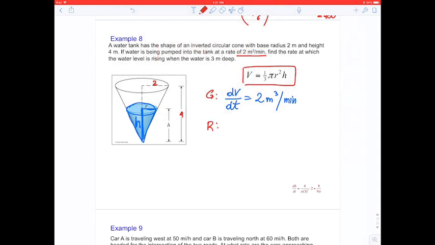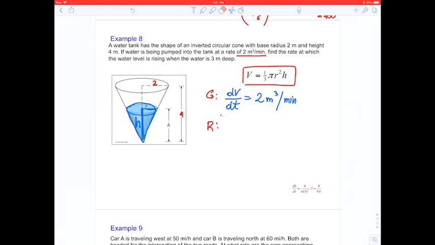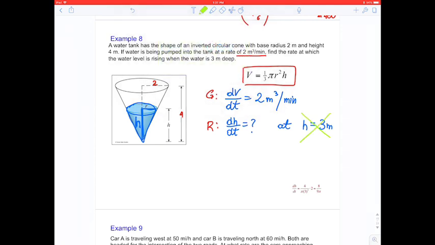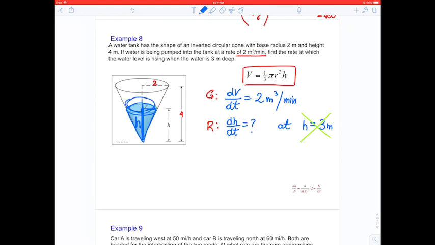Okay, and the required information is we have to find the rate of change of the height with respect to time, at the moment that the height is 3 meters deep. We remember height is not free. We have to be really careful with this. Height is not free because we can see one more time, height is changing. The water level is rising. Okay, that means height is not free. They're asking us at the moment that the height is 3.